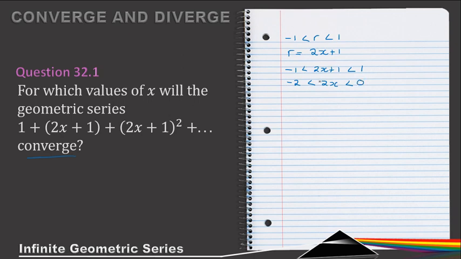And then I have to get rid of this 2, so I divide all three parts by 2. That leaves me with -1 is less than x. Those two also cancel. x is less than 0. And that is my final answer.